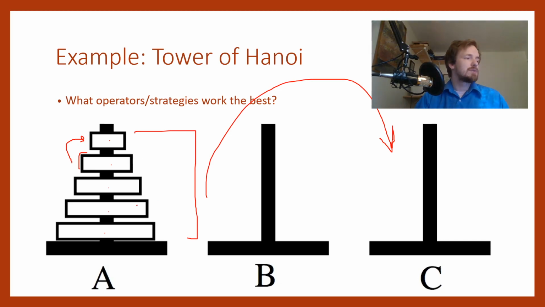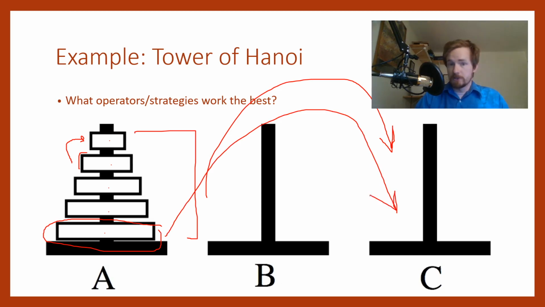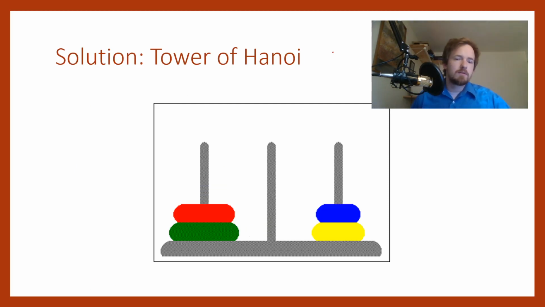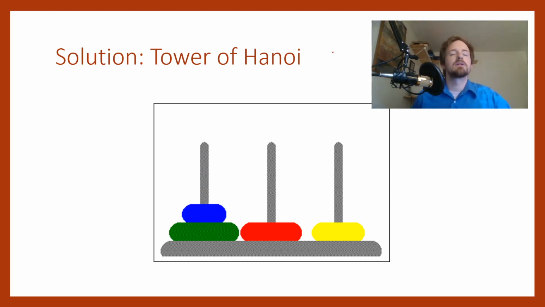We want to try to get this largest disc right here over here. That's going to be our first goal. And if you approach it that way, I think you'll find that this is solvable, that it is somewhat manageable. It's hard, it's tricky sometimes, but manageable. So here's an example of the Tower of Hanoi solved, I guess. You can see here.